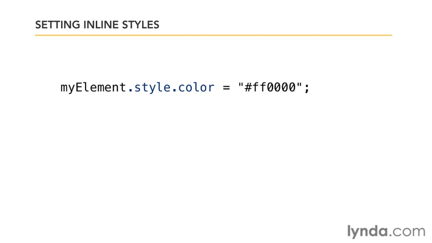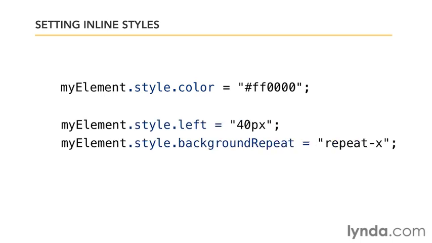And any acceptable value in a CSS file can be used here in our JavaScript. So we could use, say, hexadecimal colors instead. Or myElement.style.left equals 40 pixels, or .style.backgroundRepeat equals repeat-x. Now, one thing to note, you do have all the usual CSS style properties available, but they might have to be written a little differently, and here's why.